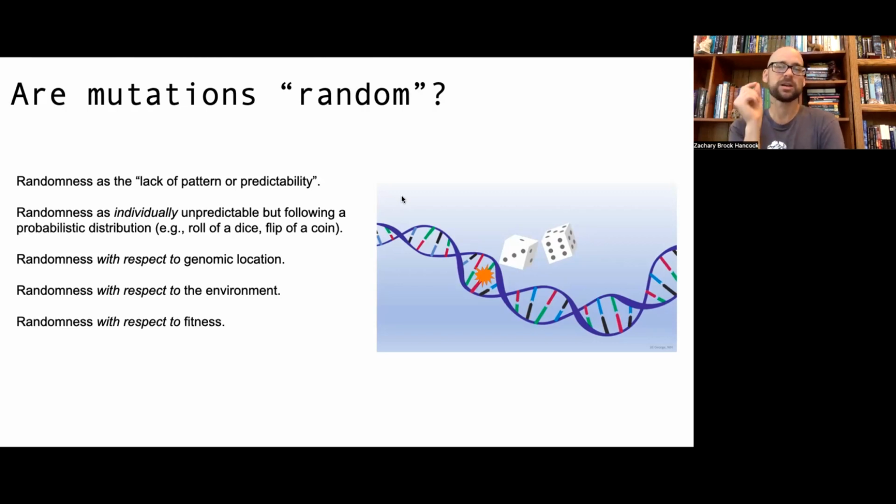So what about random with respect to fitness? Now this one's a little bit trickier because mutations, again, unlike the previous mechanisms of evolution, are not independent of fitness. So think about it like this. If a mutation occurs, right, then it is a component part of that organism's fitness. You can't think about this organism's fitness independent of all of its little biological parts.